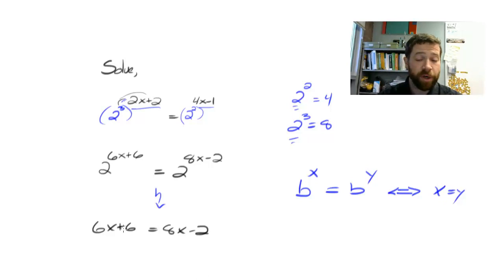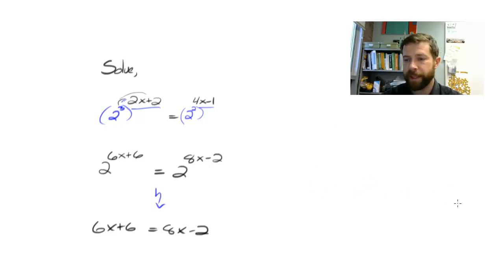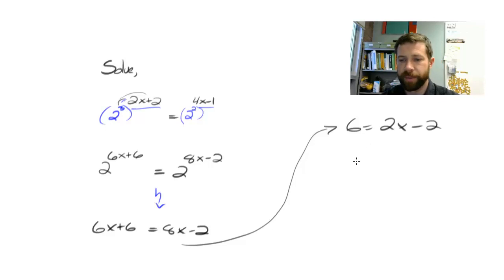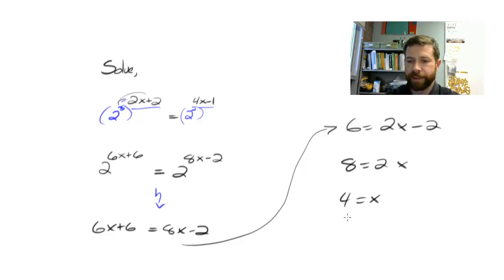Okay, and now I just need to solve this linear equation here. Let me make some room over here, and we'll just solve this. We need to consolidate our variable, and then solve the remaining two-step equation. I'll subtract 6x from both sides, and so what I'll get here is 6 equals 2x minus 2. Add 2 to both sides to get 8 equals 2x. Divide by 2 to get 4 equals x.